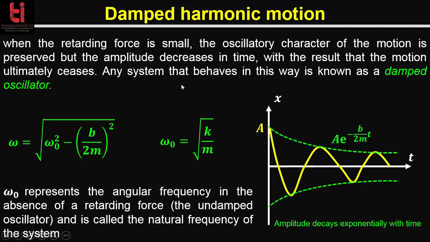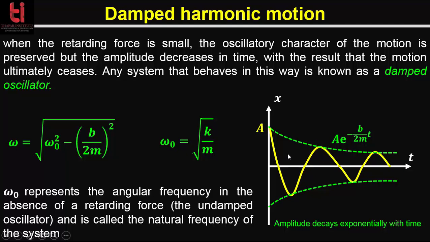Any system that behaves in this way is known as a damped oscillator. The angular frequency of this damped oscillator is equal to root over omega 0 squared minus (b by 2m) whole squared, where omega 0 is equal to root over k by m. This omega 0 represents the angular frequency in the absence of a retarding force, that is the case of an undamped oscillator, and is called the natural frequency of the system.